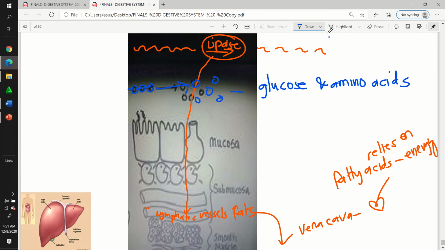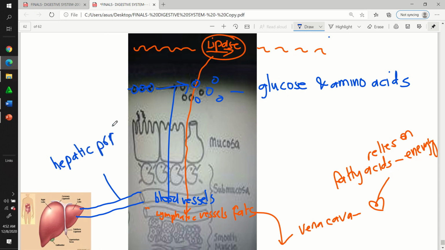These nutrients get to be absorbed into the bloodstream, into the blood vessels, because they need to be processed by the liver before it's free reign. They get into the blood vessels through your, anong tawag mo dyan? They get into the liver through your, yes, very good, through your hepatic portal vein.